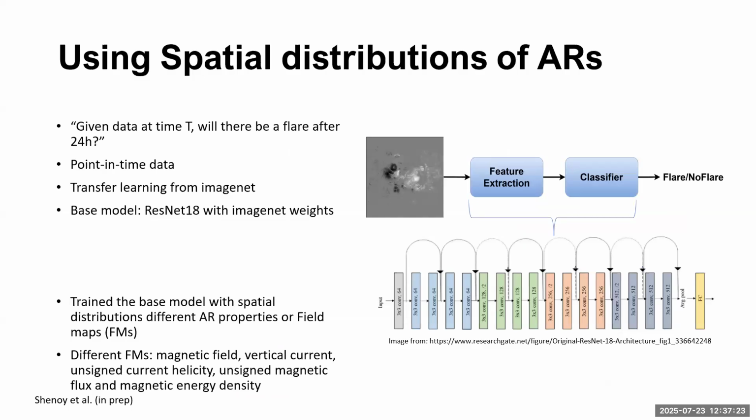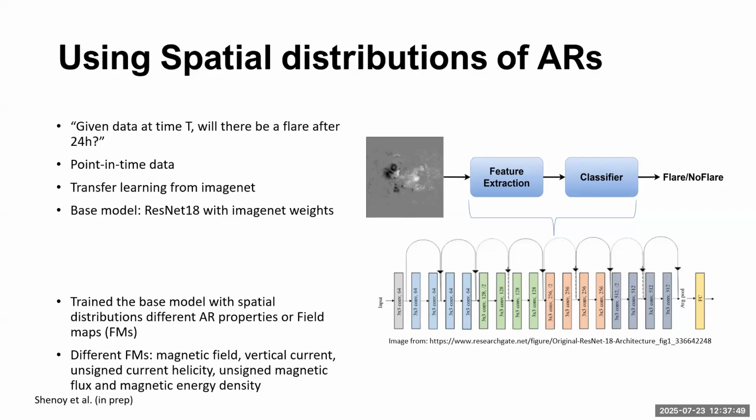So what we did was we looked at the spatial distributions, or what we're calling field maps, of different properties of the active region. And using this, we tried to answer the question: given the spatial distribution at time t, will there be a flare after 24 hours? In order to do this, we have a base model which we train with the data, and that gives the flare/no-flare output.